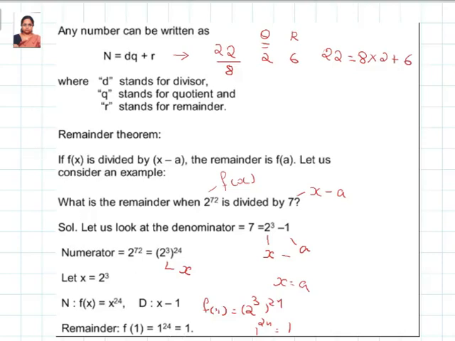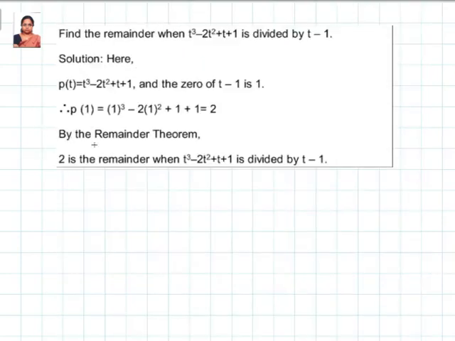Okay, the next. It's a similar kind of problem with variables, and you just have to know how to do this one. Here you have t cube minus 2t square plus t plus 1 divided by t minus 1. So when it is t minus 1, then you have to substitute t is equal to 1. When you substitute in the equation, whatever you get is going to be the remainder.